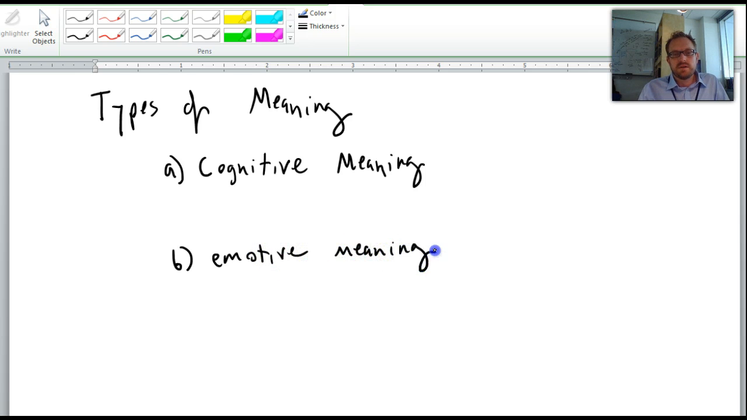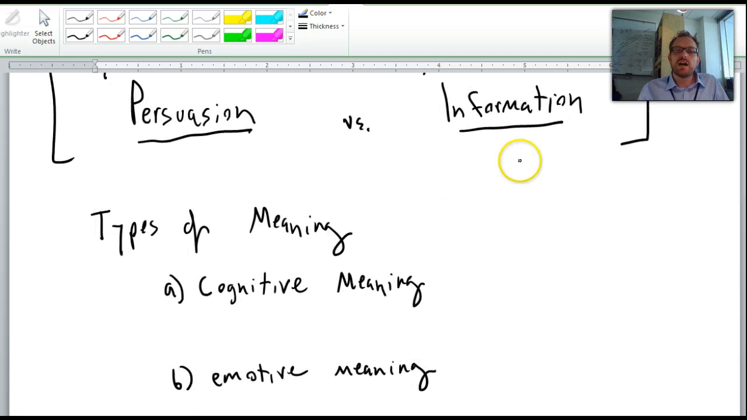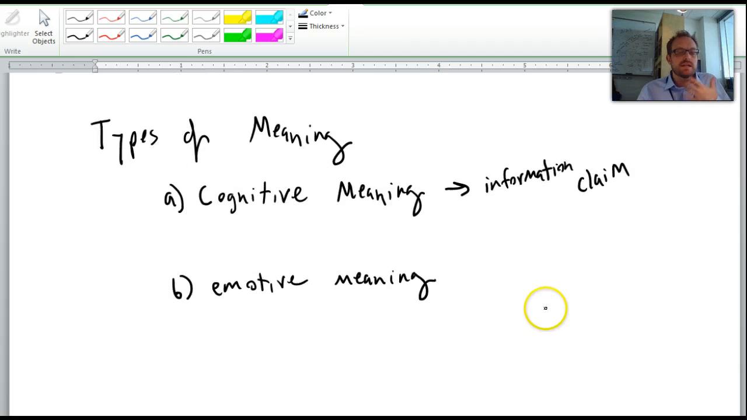So, for instance, an argument or a discourse that, well, go back up here when we talked about persuasion. Ultimately, the cognitive meaning concerns the information that's conveyed in the words that are used within an argument or a statement. So you can say that the cognitive meaning is the information claim that a person is making when they engage in such and such a discourse or make an argument.